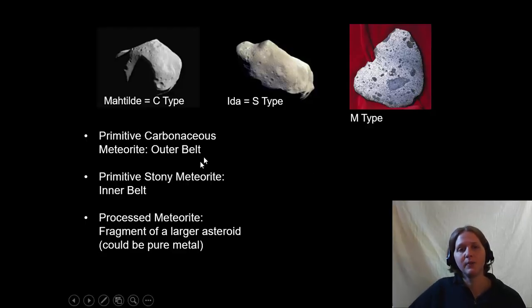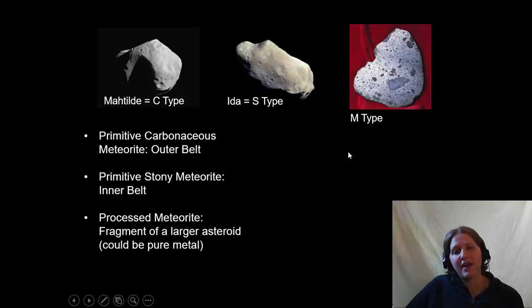The asteroids that formed a little bit closer to Jupiter are a little bit more carbon-based, so we call them primitive carbonaceous meteorite, or let's just call it C-type. The ones that formed a little bit closer to Mars were a little bit more stony, had a little bit less carbon, so you could call those primitive stony meteorites, or let's just call it S-type.